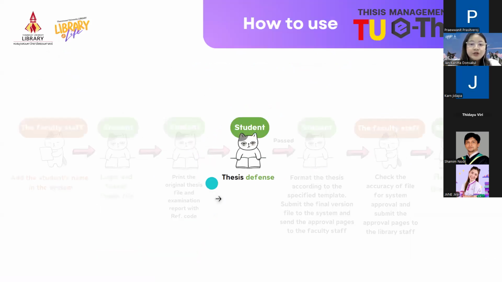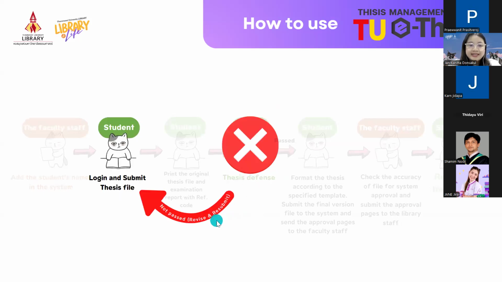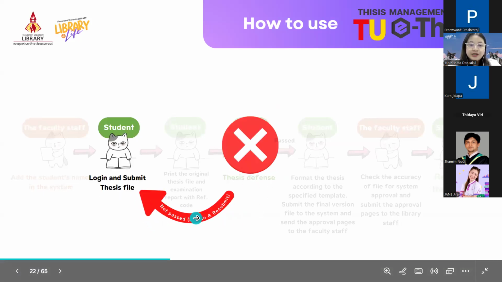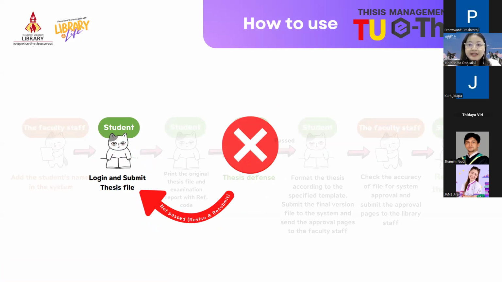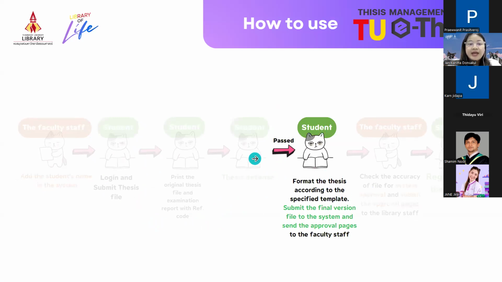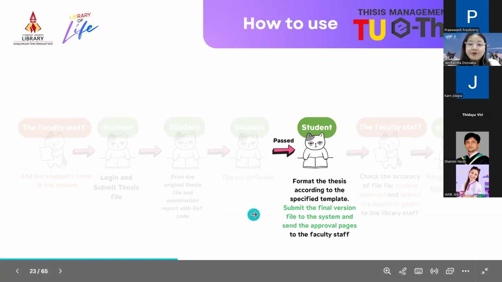And then you go to the thesis defense. If you not pass, like I said, you have to revise your work and resubmit it again. And then if you pass, you can format your thesis into the final version by using the template that specified for you. And then submit the final version file again to the system and send the approval pages to the faculty staff.